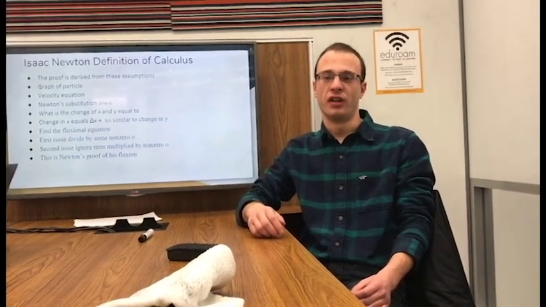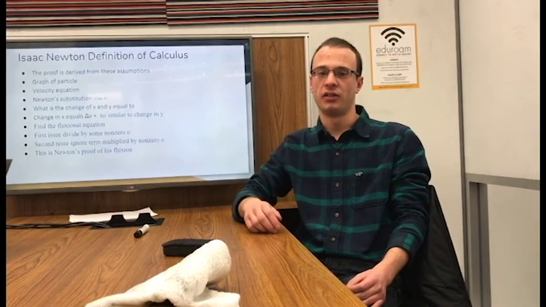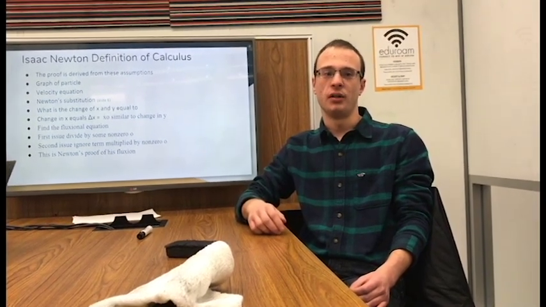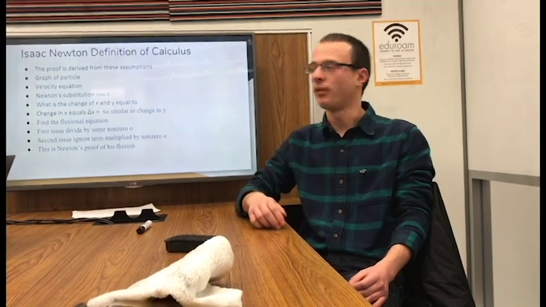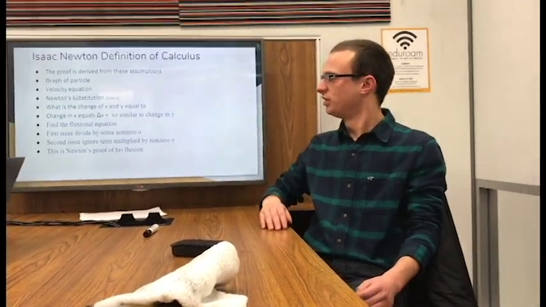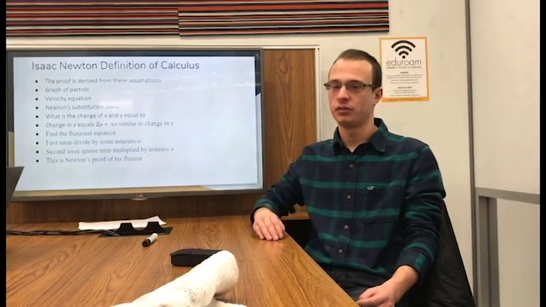So Newton furthered this discussion in what he called the doctrine of ultimate ratios, in which he came up with the idea of a limit, which would be called a limit much later on. So this is Newton's proof of how he would find a fluxion.